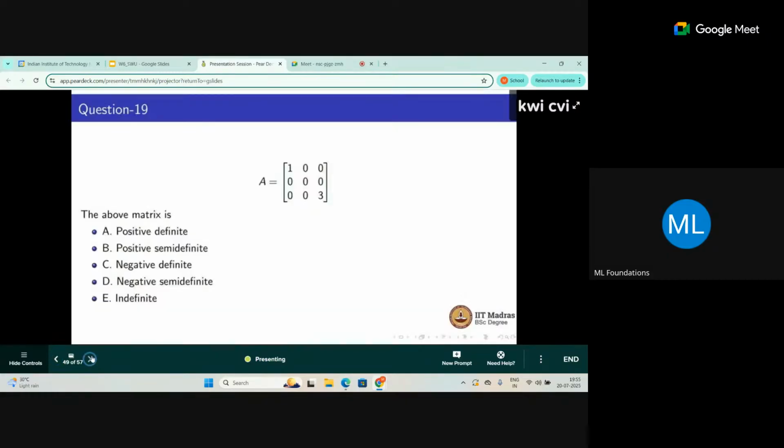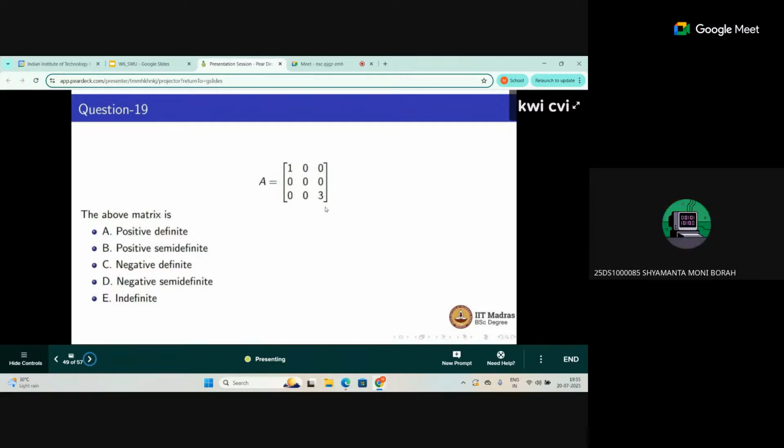Okay, what about this? Now this is a tricky one. Think about it. Positive semi-definite, right? Here the first is positive. The second and third 2 by 2 determinant is 0, and the first is positive. So it's going to be positive semi-definite.